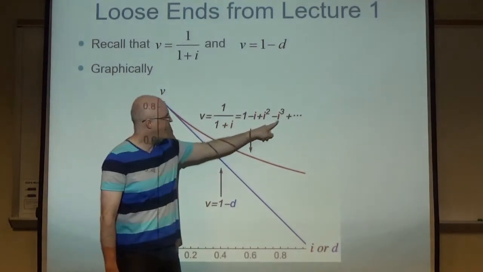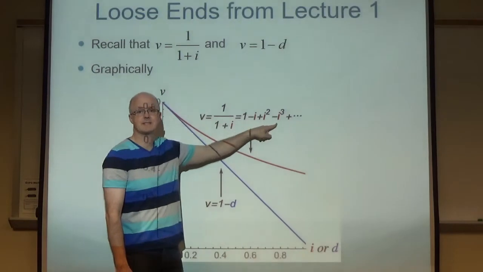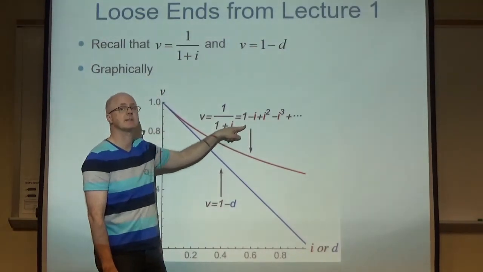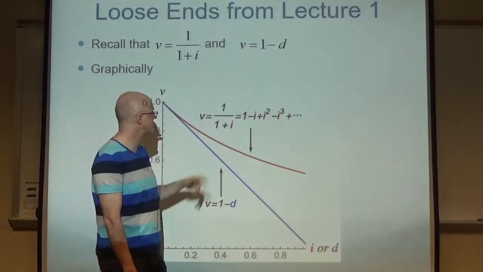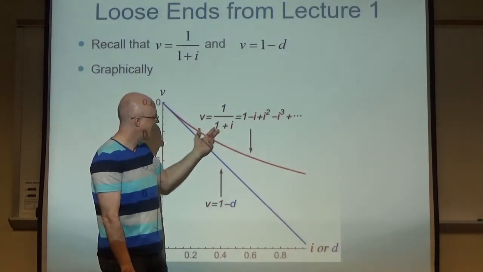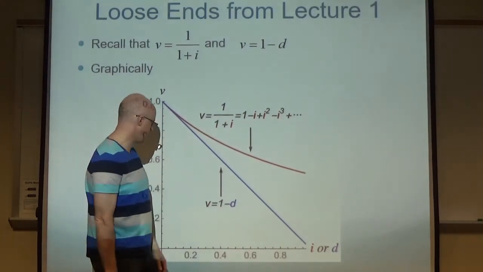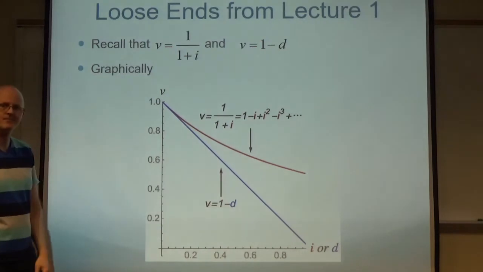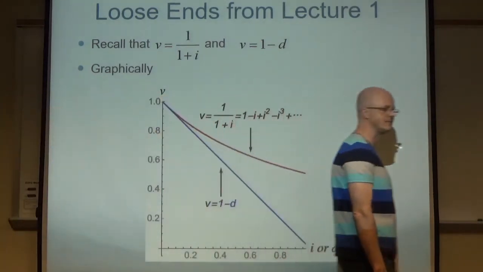You might wonder, what do I have here? What I have here is called an infinite series. It's actually a geometric series, a special kind of infinite series. It actually does equal this quantity as long as i is less than 1, which we are taking it to be. It's between 0 and 1.